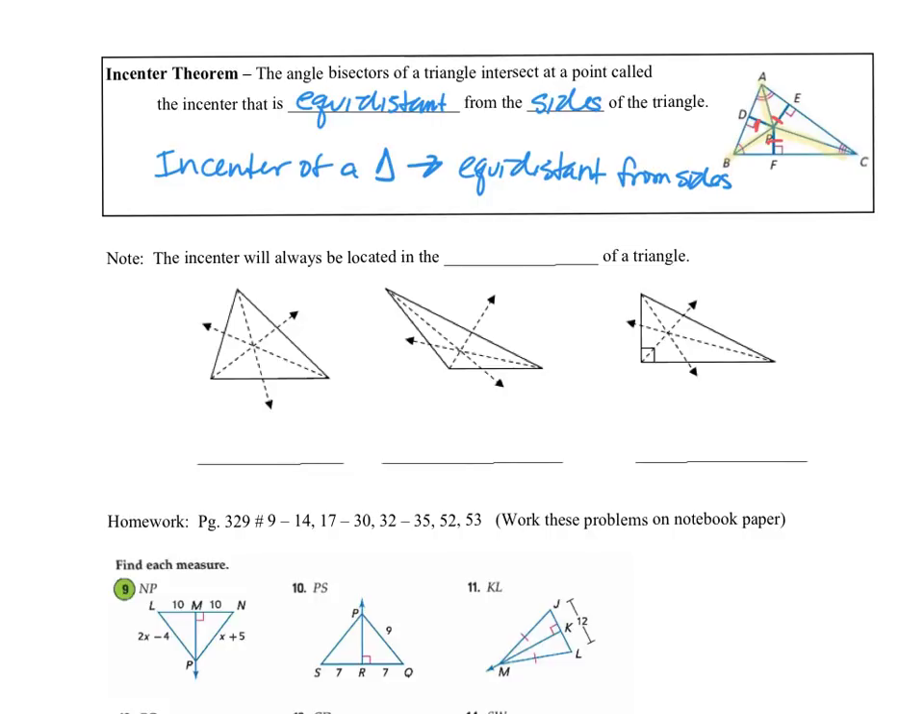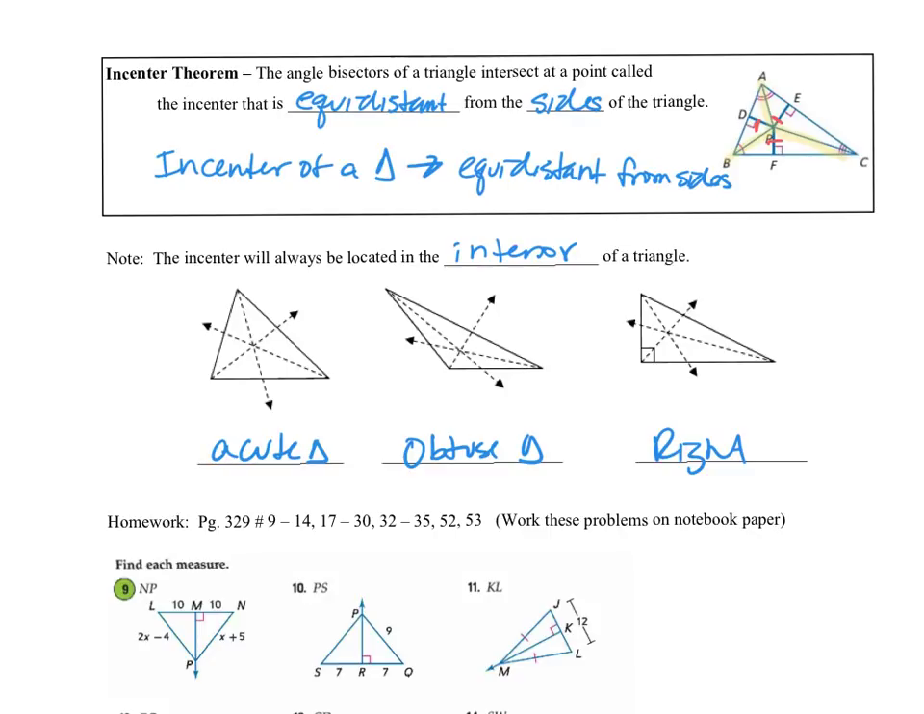Okay, now remember that the circumcenter could be on the inside of a triangle, the outside of a triangle, or on the triangle. However, that's not going to be true with the incenter. The incenter will always be located in the interior of a triangle. It doesn't matter whether that triangle is acute, it doesn't matter whether that triangle is obtuse, or if it's a right triangle. Anytime we have an incenter, that incenter will be located in the interior.